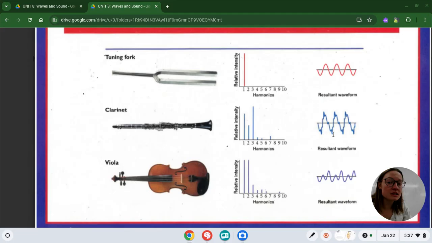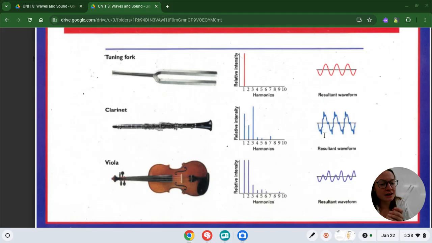So, here's how your brain can distinguish between violas and clarinets and ukuleles and tubas: it can hear the difference in these resultant waveforms. There's only one instrument in the world that has only one harmonic in its waveform, and it's the tuning fork. The tuning fork only plays one note. It only plays the first harmonic, and that's all, which makes it a very, very boring and uninteresting instrument.